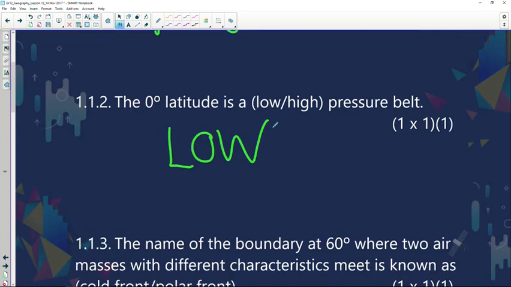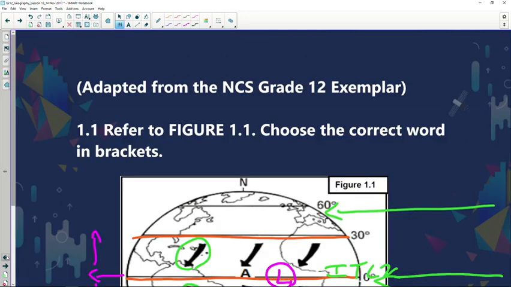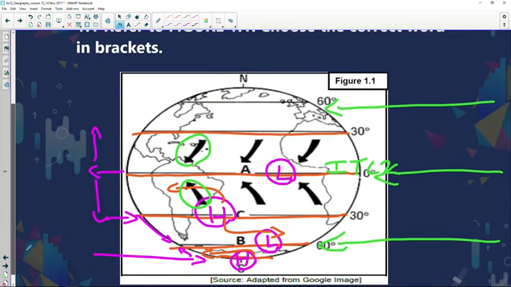Now the name of the boundary at 60 degrees where two air masses with different characteristics meet is known as the cold or polar front. Now we only experience a cold front with mid-latitude cyclones. The polar front is situated over there. Because what do we get over there? We've got cold polar air coming from that side, and we've got warm air coming from the subtropical high pressure from that side. Now what is a front? It divides two masses of air. And this area over there at the 60 degree latitude is known as the polar front.